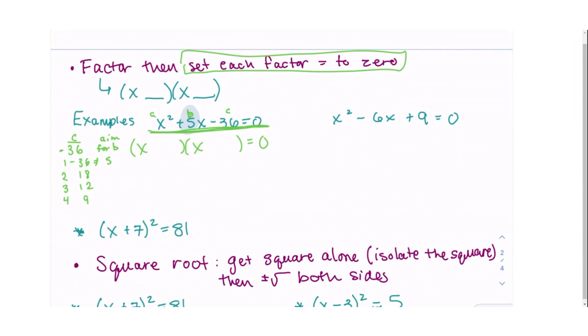Same thing with 2 and 18. No way I could add or subtract to get 5. Same thing with 3 and 12 would not possibly equal 5. But if I had, just like Vinny said, 9 and a negative 4, then I could get them. So then I can put a positive 9 here and a negative 4 there. And that's what it factors to being.